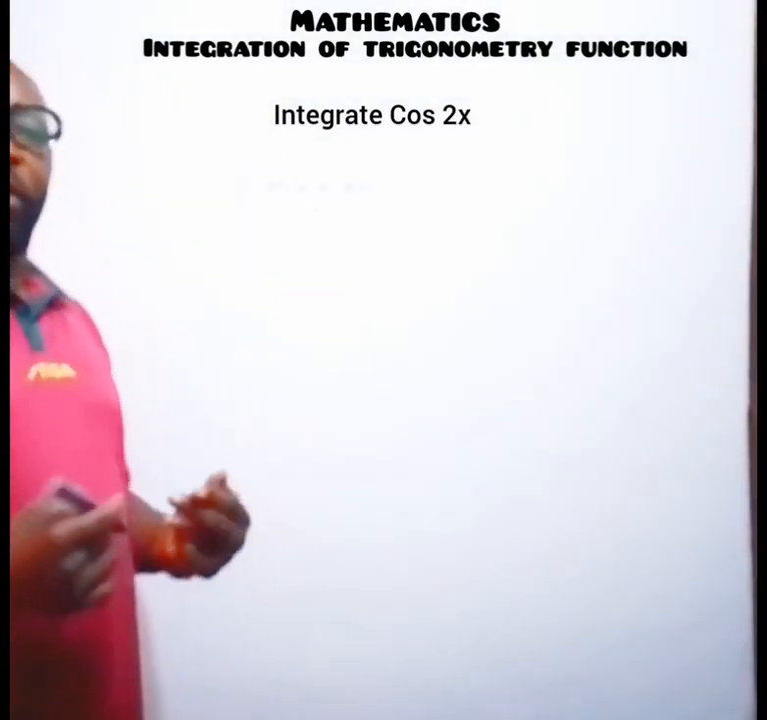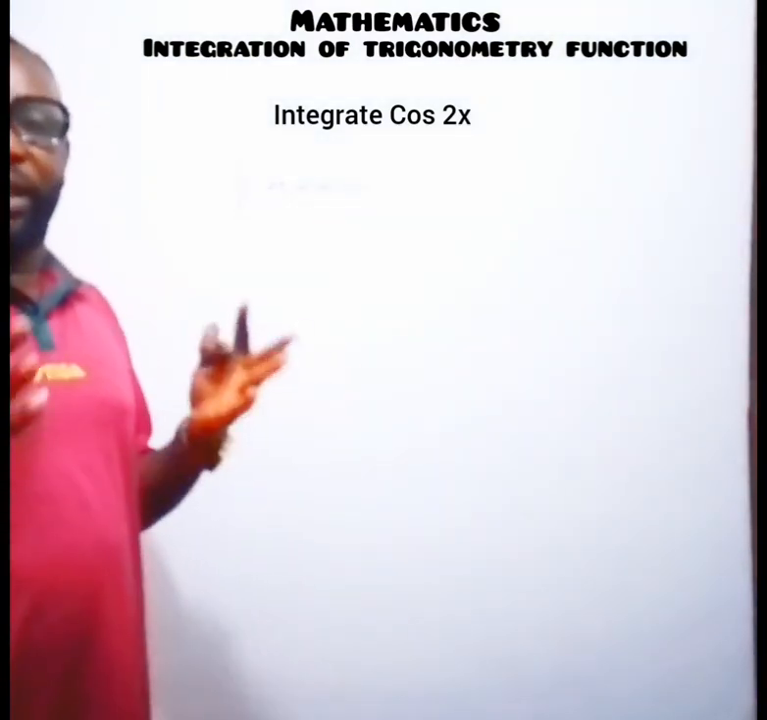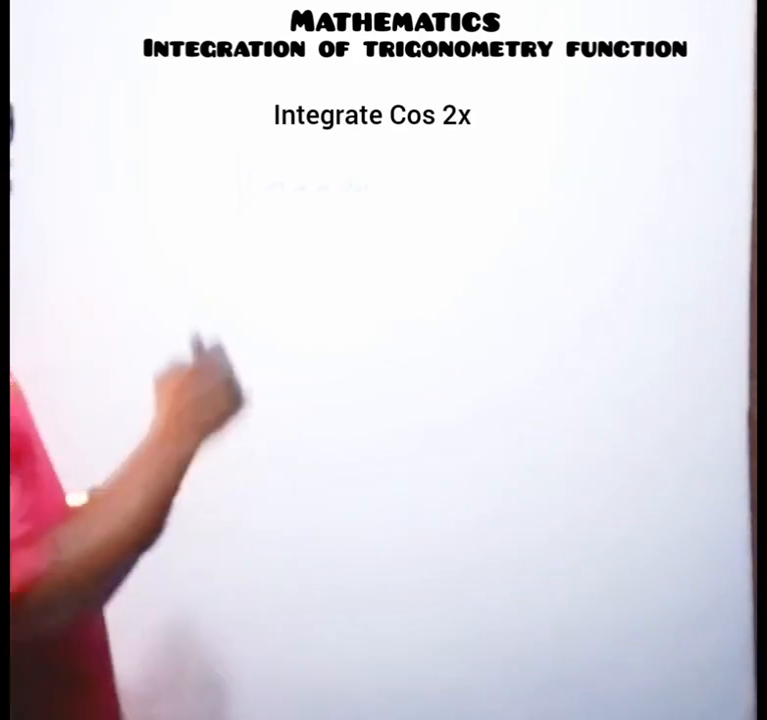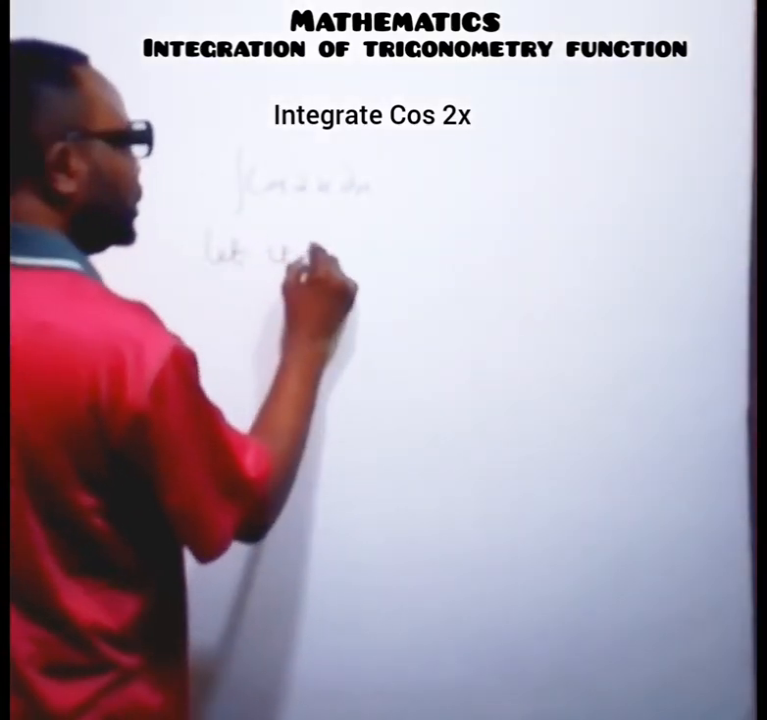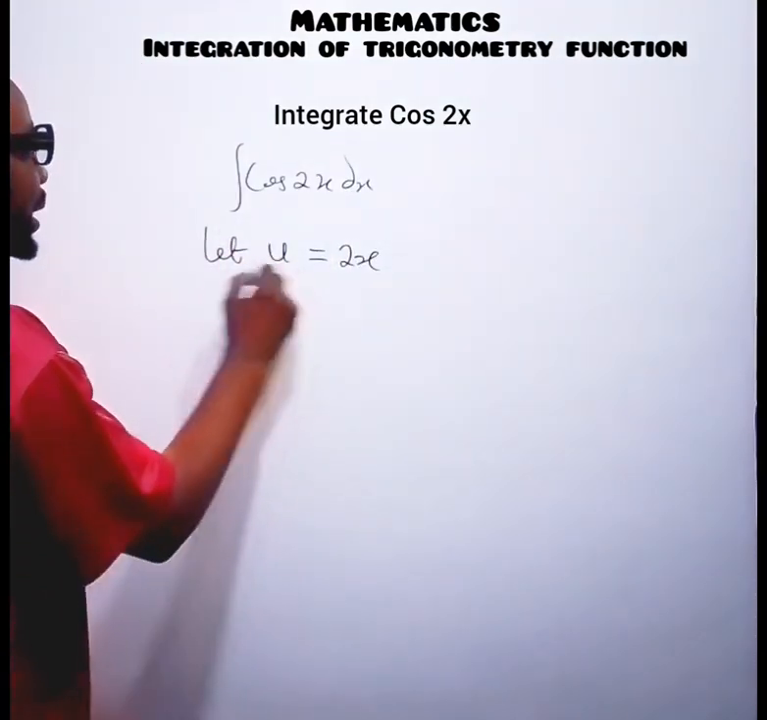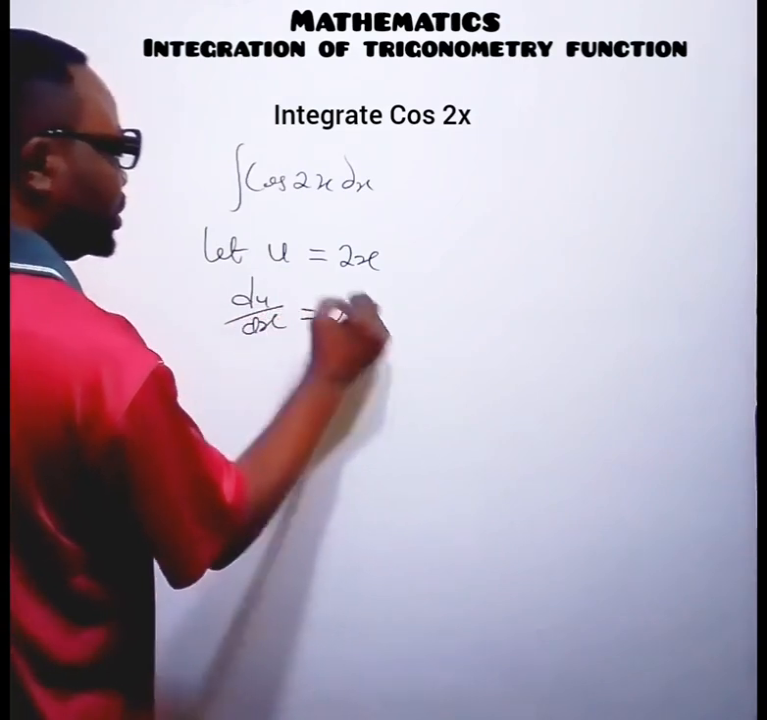So in that regard, we have to transform this 2x into a particular expression. So let's represent it now by a particular value. Now I'm going to make use of u. I'll say let u equal 2x. Then I can now say that du/dx is equal to 2.